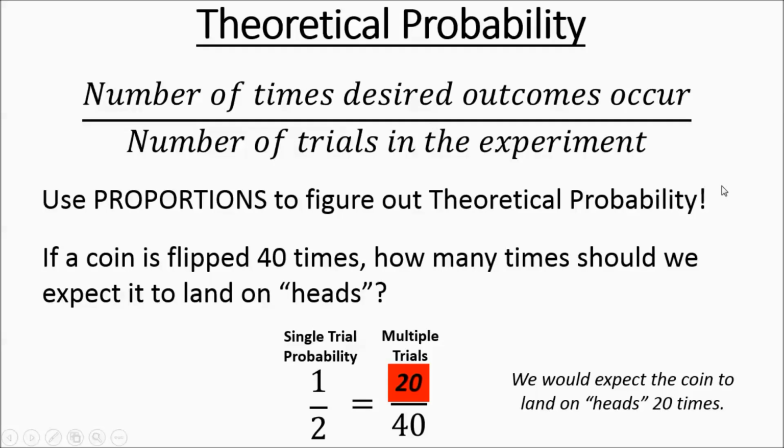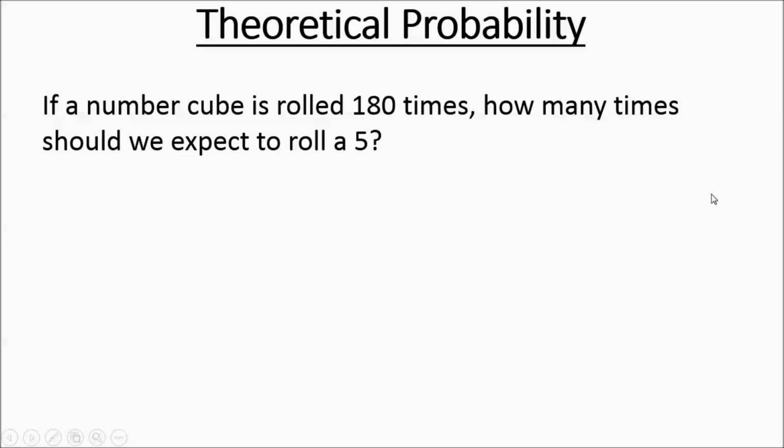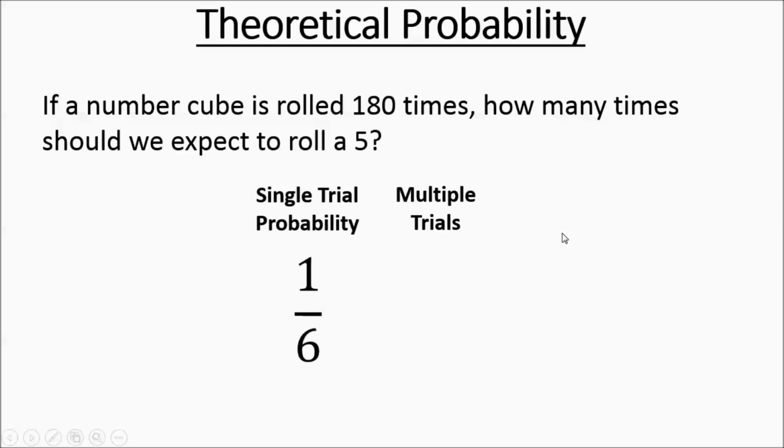Let's just make sure we're good on basic theoretical right now. If a number cube is rolled 180 times, how many times would we expect to roll a 5? So if we have a number cube, we need to figure out the probability for just rolling a 5 on one roll. And there is 1 five out of 6 possibilities when rolling a number cube. You have a 1 in 6 chance of rolling a 5.